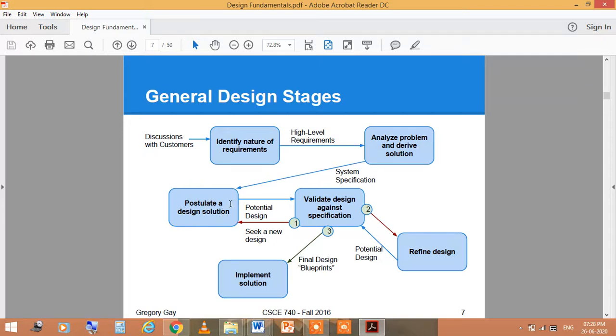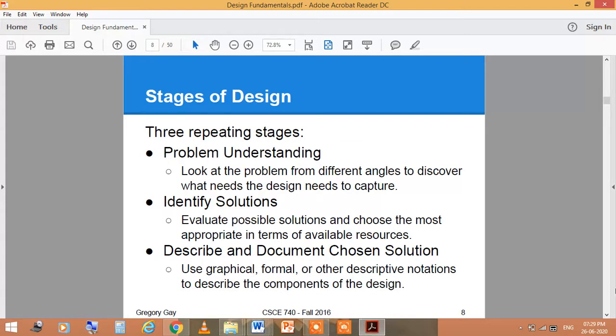After getting the solution, this potential design, we validate the design against the specification, and if there is a problem we seek a new design, so we revert back to the postulate design solution, then again come back to this phase. The second is refine the design. After refining the design, we again send it back to the validate design section, and if we get the final design blueprints, then the implement solution will take place.